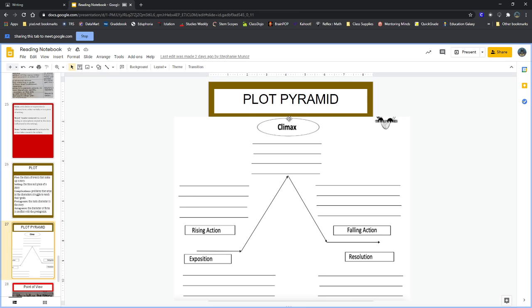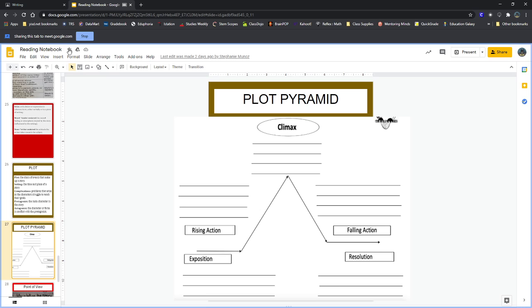And I want you to notice on this page it says plot pyramid. There's a couple of ways people think about it. Some people say plot pyramid because it kind of does look like a pyramid. It's got that triangular shape to it. Sometimes people call it a plot mountain. They say it kind of looks like the mountain. Some people call it a roller coaster because it kind of looks like the part of the roller coaster where it goes up, up, up, up, up, gets to the top, and then you go down. Okay? So plot has 5 parts to it.